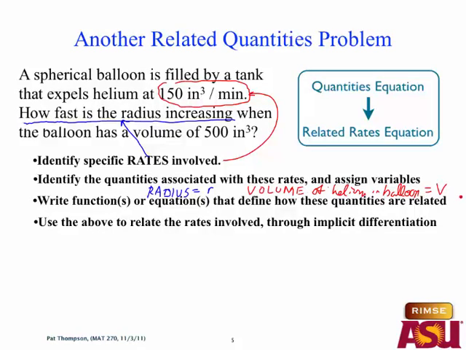Okay, I'm going to call that V. I'm going to call V the volume of helium in the balloon. And then we'll call R the radius of the balloon. Yeah, time is there, but we take the derivative with respect to time, so it's not going to be in our initial equation. Okay? So what equation brings together the volume of this balloon and the radius of this balloon?